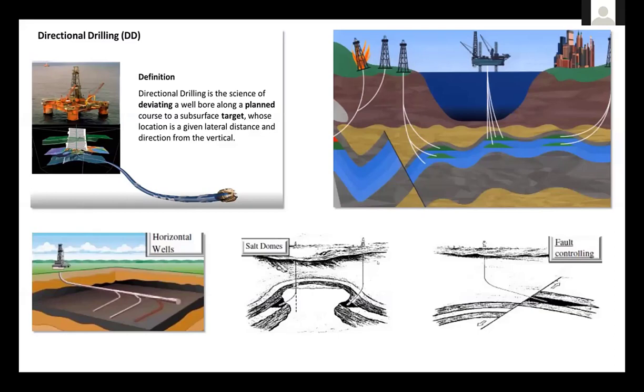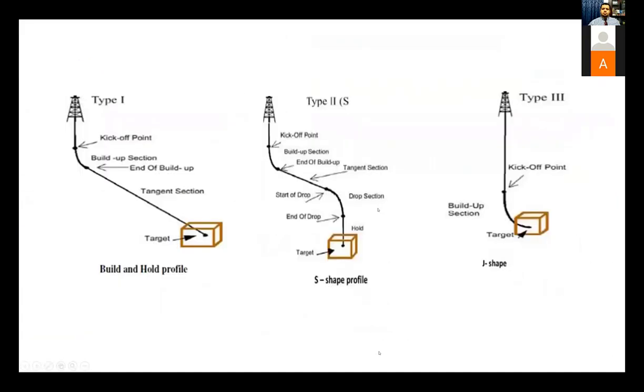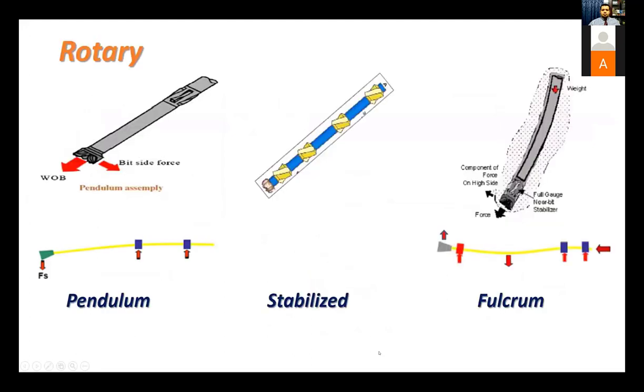The reasons behind doing it are either having relief wells, a lot of production, or having some problems with salt domes or fault controlling techniques. Getting over to all the possible trajectories we know about in directional drilling, these are the main three, very well known. We did talk about them, and then we move to the possible techniques of drilling.